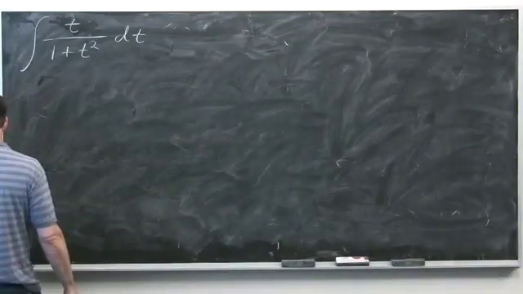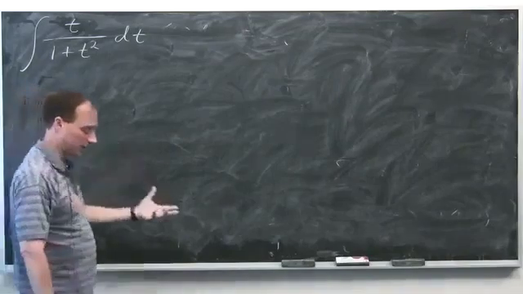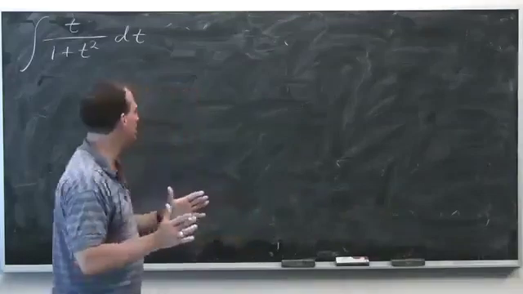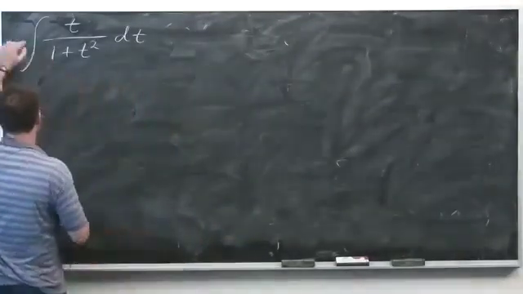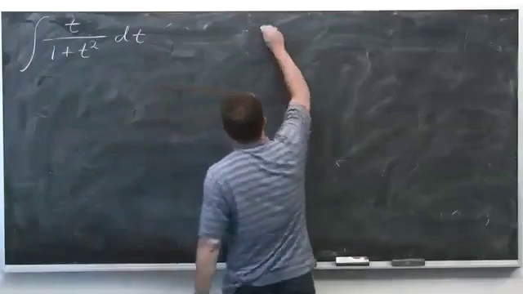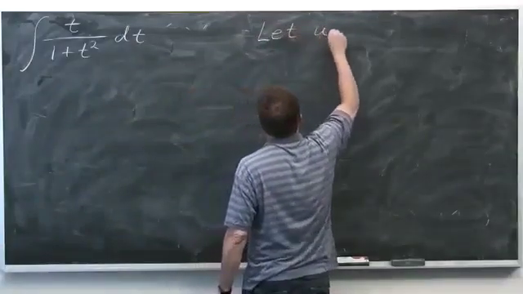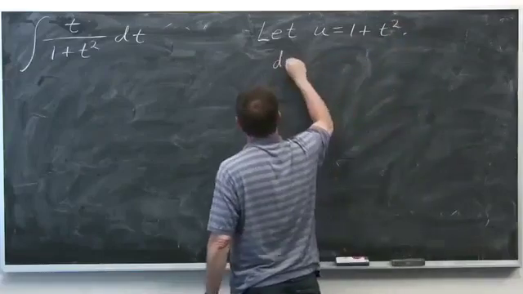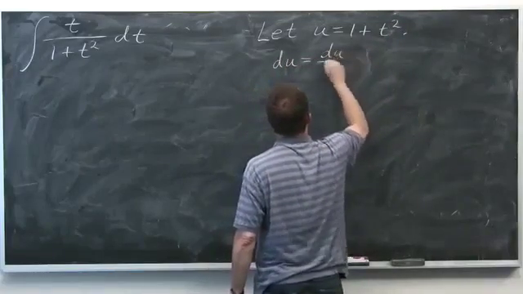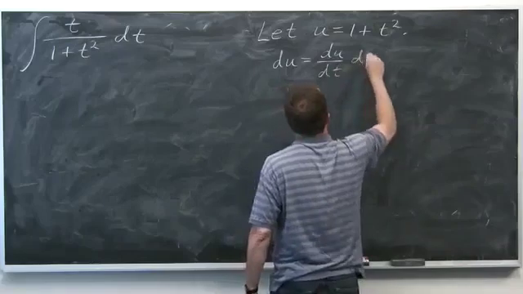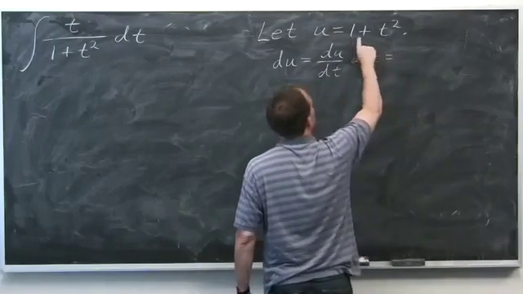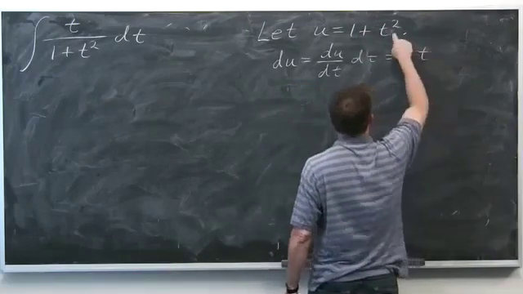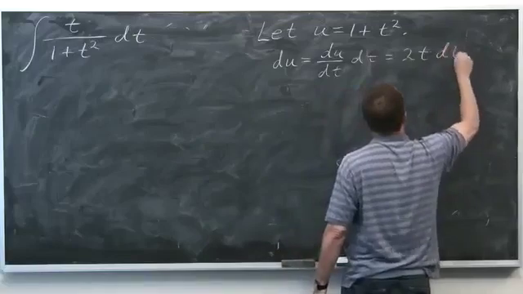And if it is, then you should look for something kind of complicated that can be u, so that essentially everything else in the integral is du, including the dt. Well, it doesn't take too long to see that if you let u be 1 plus t squared, then du is du/dt times dt, which is the derivative of u with respect to t, 0 plus 2t. So you get a 2t times dt.